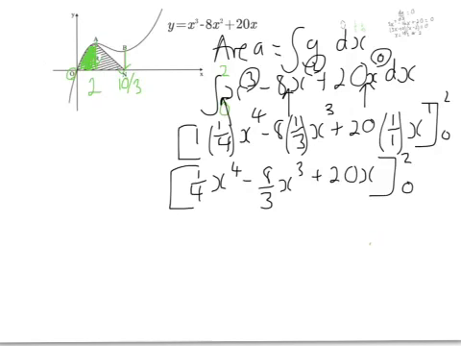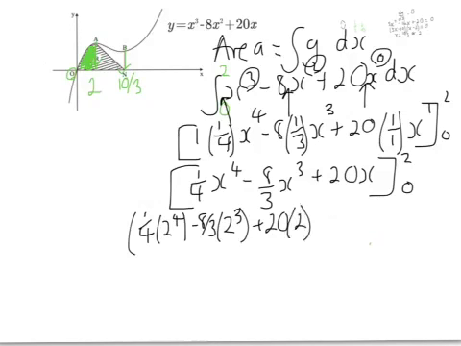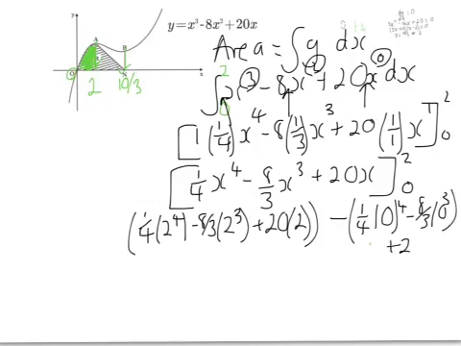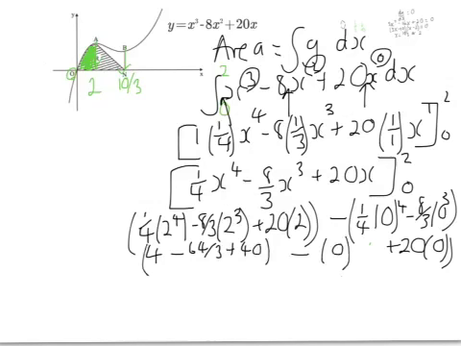Okay, so let's feed the 2's in. We're going to get a quarter 2 to the 4 minus 8 over 3 2 cubed plus 20 lots of 2. That's the first bracket. Oh, thank God the second bracket's a 0: a quarter 0 to the 4 minus 8 over 3 0 cubed plus 20 lots of 0. Still write it in though, even if it's a 0, because it's your method. Okay, 2 to the 4 is 16, divided by 4 is 4. 2 cubed is 8, 8 eighths are 64, minus 64 over 3 plus 40. And phew, the last bracket comes to 0. So 44 minus 64 over 3 is 68 over 3.